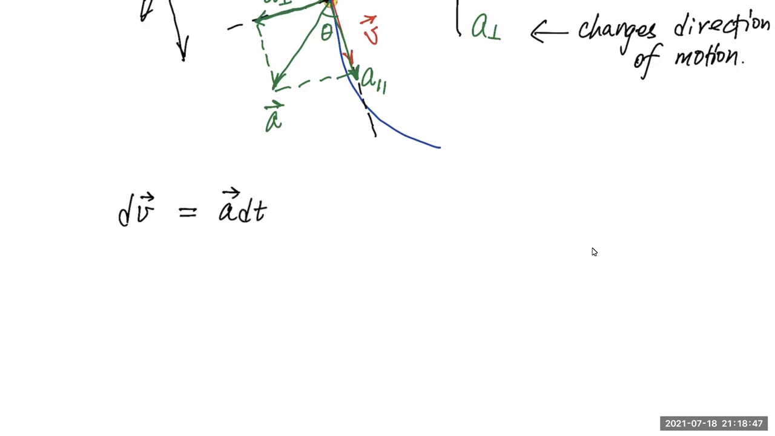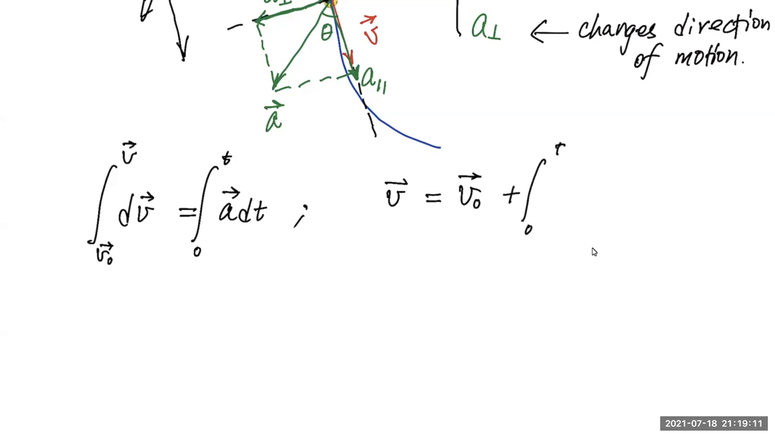Then we can integrate over both sides, from the initial moment 0 to the current time t, and the velocity goes from v initial to the current value v. When you finish the integral on the left-hand side, it's just v minus v initial. You can move that v initial to the other side, plus the integral of a dt. Now, I don't know what this integral leads to, because I don't know what a is as a function of time. If you tell me what that is, I can finish the integral for you.